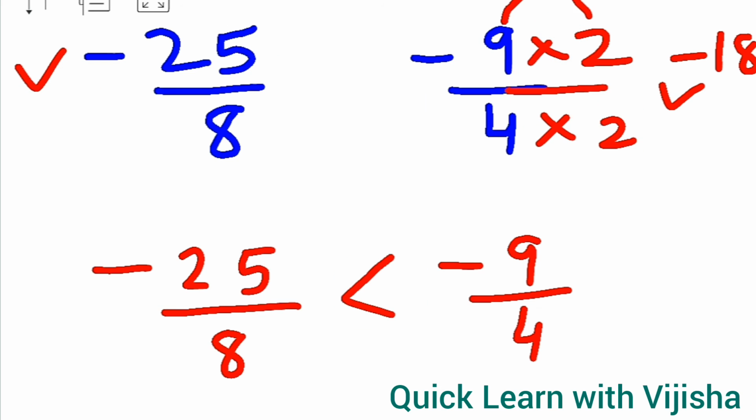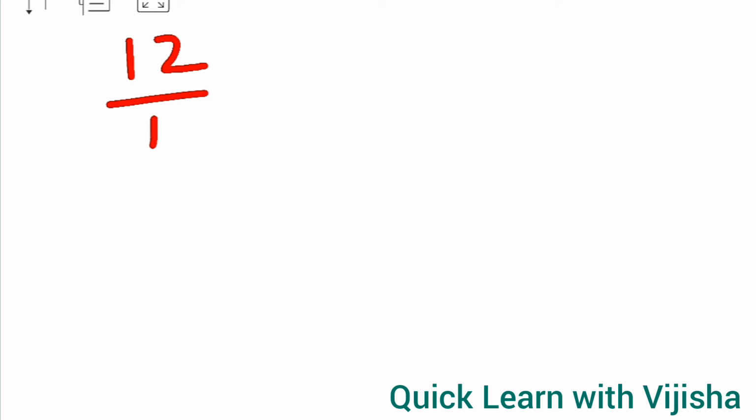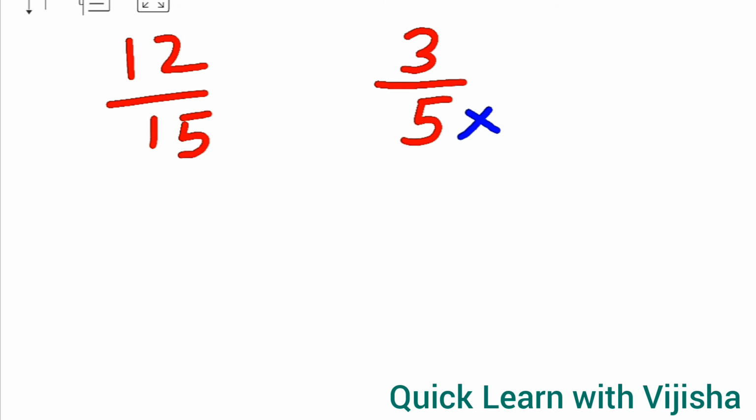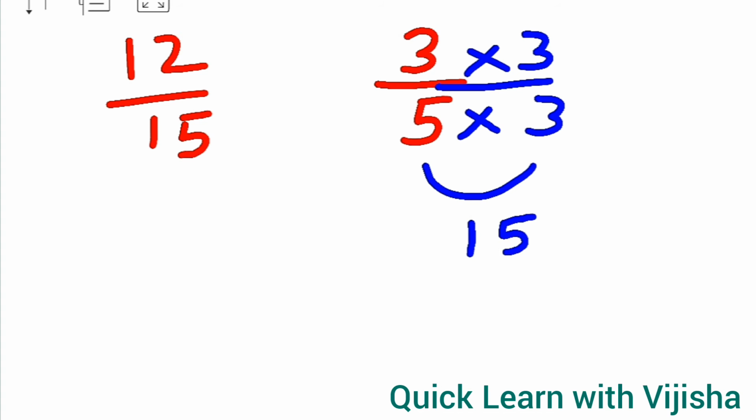We'll see the 9th question. 12 upon 15 and 3 upon 5. Here also we can do a quick revision. We will multiply 5 by 3 to make 15. So 5 threes will automatically become 15, and 3 threes will give you the answer as 9. So here you are getting 9 upon 15, and here the question is 12 upon 15.